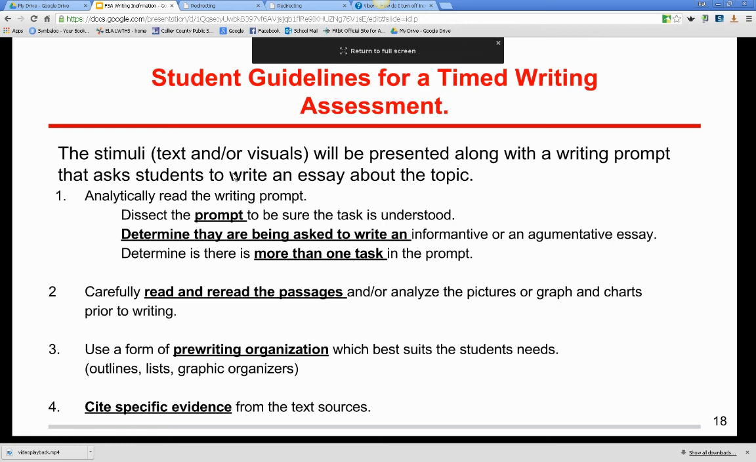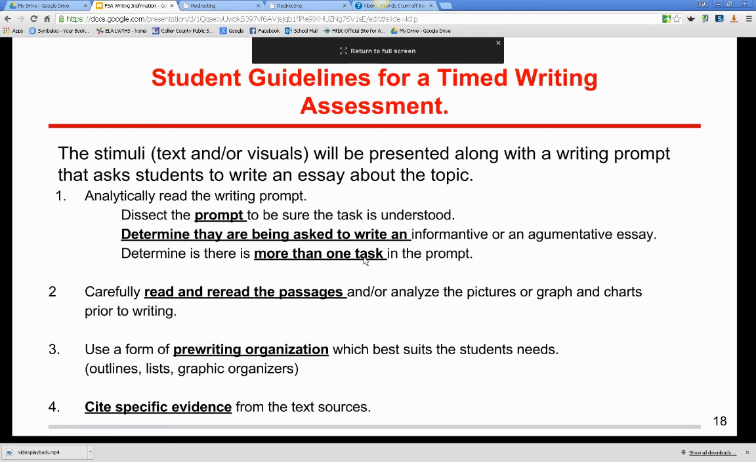So the very first thing they need to do is dissect the prompt to be sure that the task is understood. What am I supposed to be writing about? What do I need to be doing? They need to determine what they're asked to write about and whether it's informative or argumentative. So they have to understand the standards, what's included, what's going to be assessed for an informative piece, what's going to be assessed for an argumentative piece. Do they have a claim? Do they have a counterclaim? That sort of thing. And they have to determine if there's more than one task in the prompt. Are they asked to identify something and then analyze it?